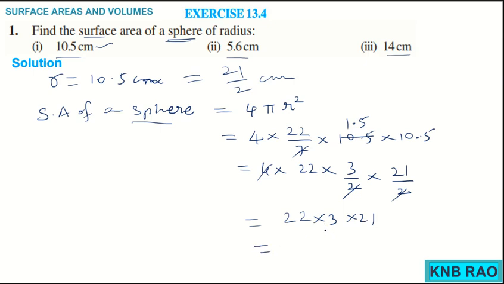So, what is the product of that? It is 1386 and it is square centimeter because it is area, surface area. This is how we solve this question. Children, rest of the 2 questions you solve on your own. Okay? Now, we will move on to the question number 2.